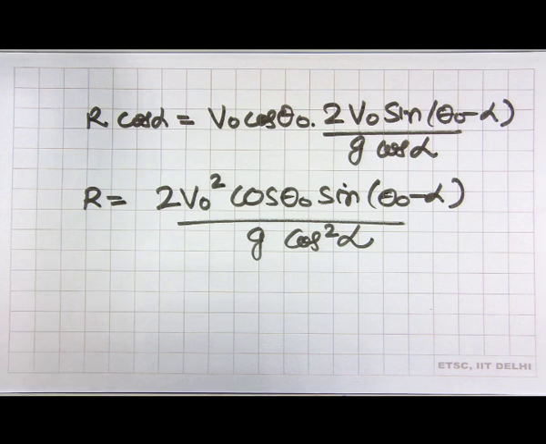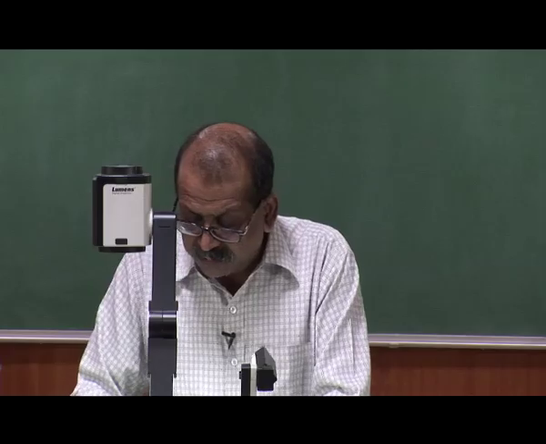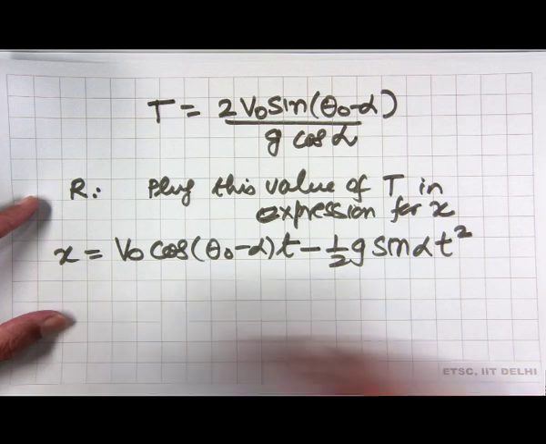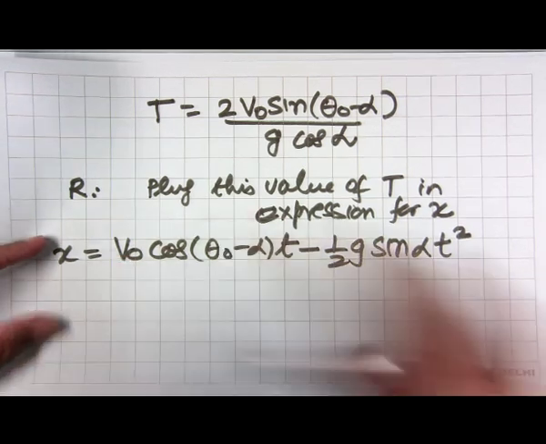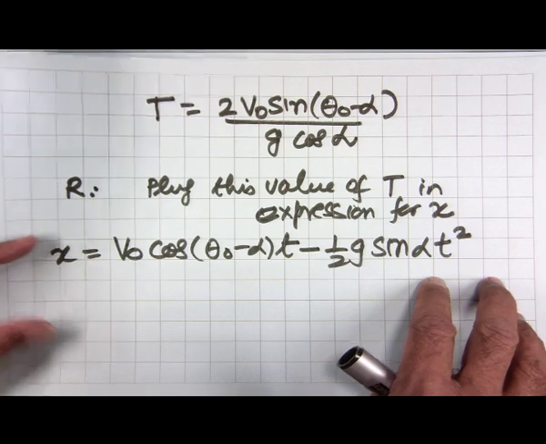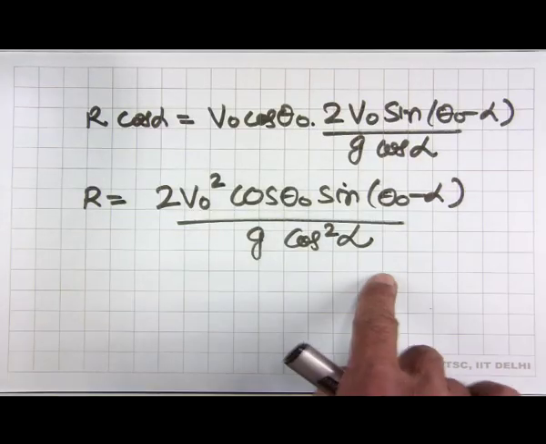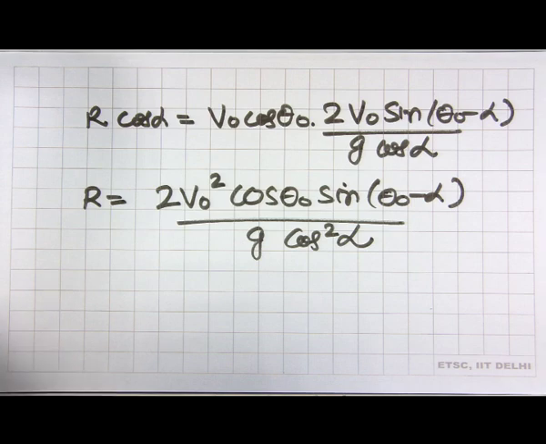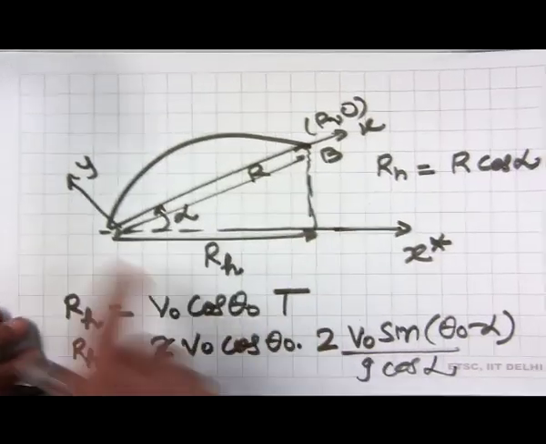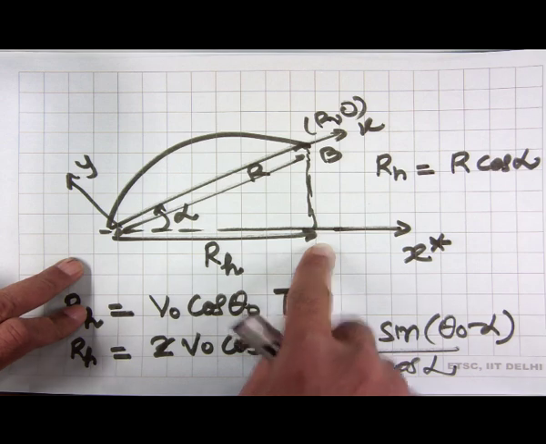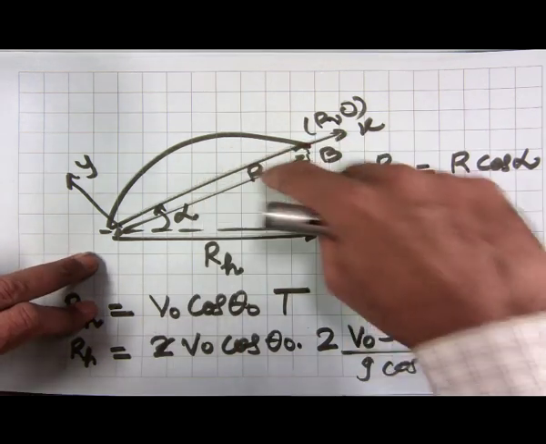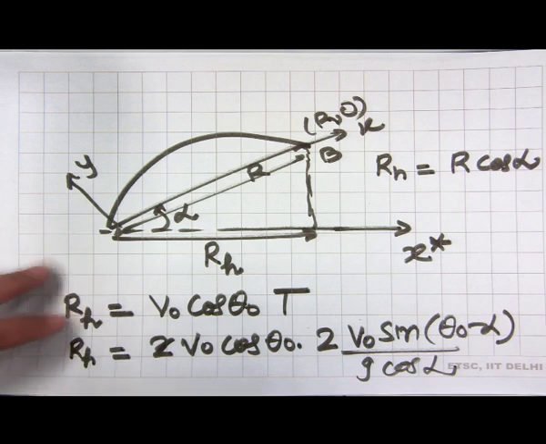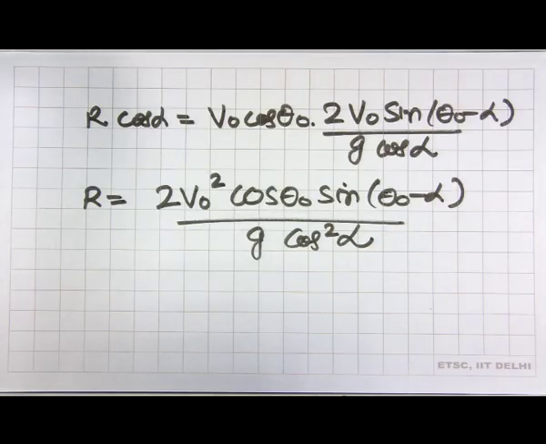So, therefore, I can find this, and I would have got the same expression if I had plugged in the value of t in the expression for x and then used trigonometry to simplify. I would have got the same value of R, but here I used the horizontal component of range and its relation with R using trigonometry. I got the same relation, possibly in slightly less time.